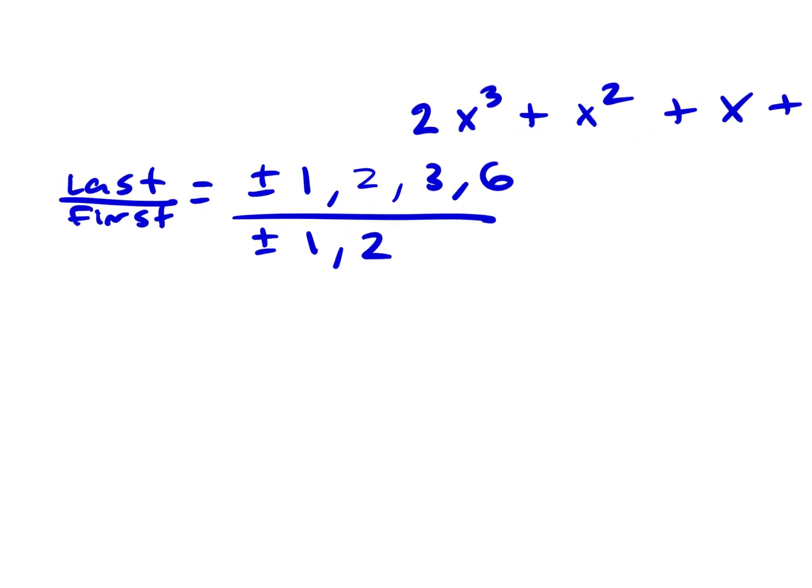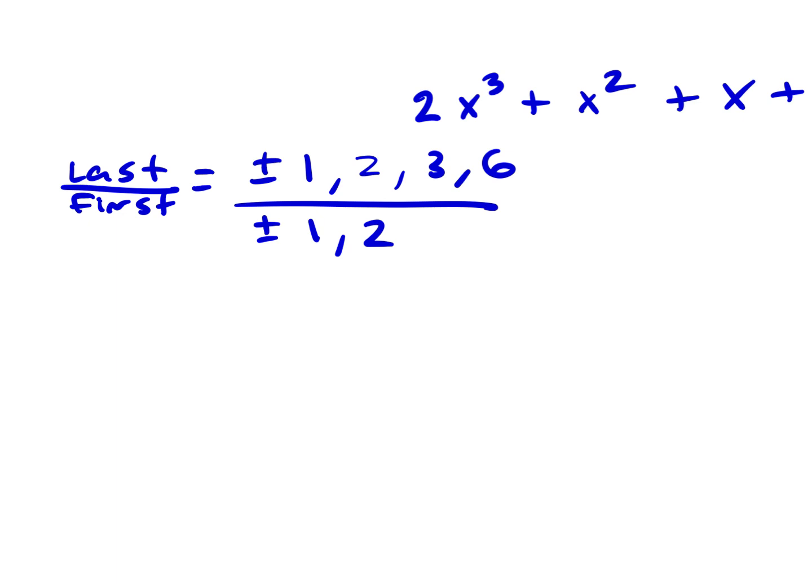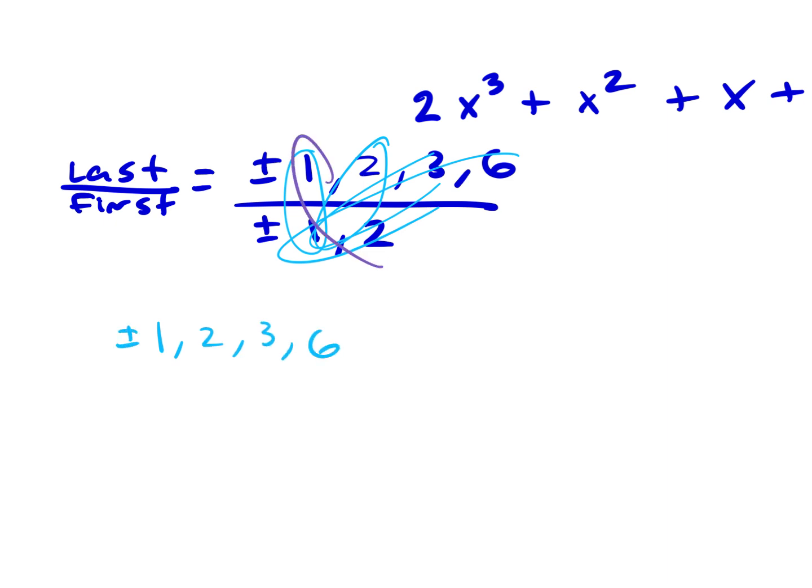So it's not always going to be that your leading coefficient is 1. So when that's the case, it kind of introduces fractions a little bit. So we have 1 over 1, 2 over 1, 3 over 1, 6 over 1, which would just be 1, 2, 3, 6, and the negatives of them. But then we also have 1 over 2, which would be 1/2. 2 over 2, which is 1. We already have that on our list. 3 over 2, and 6 over 2, which is 3, and we already have that on our list.